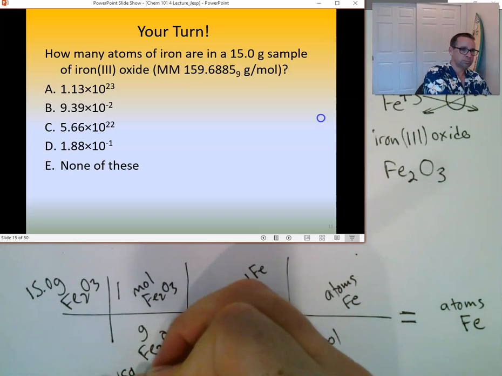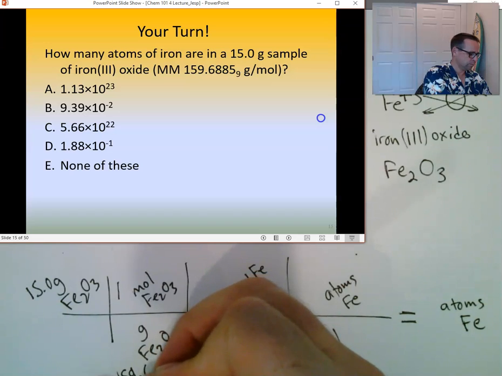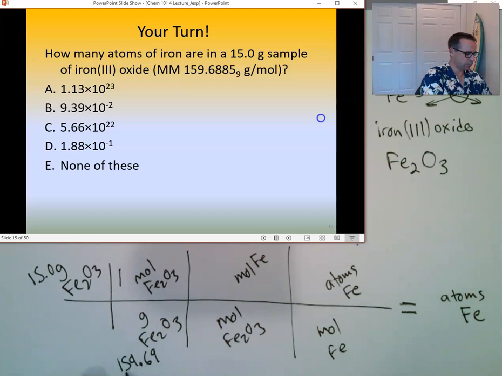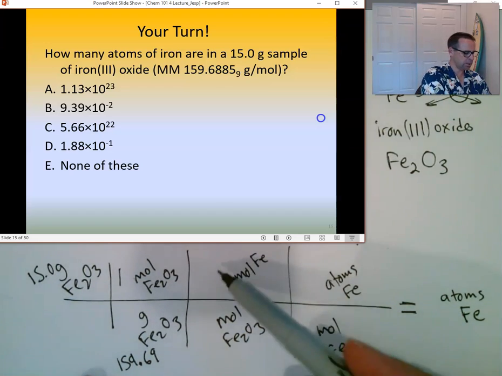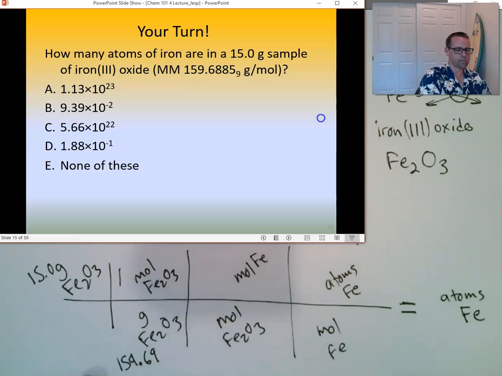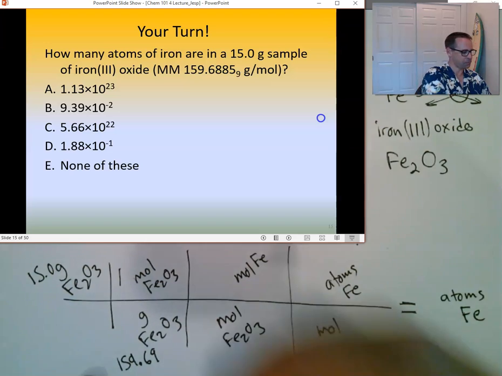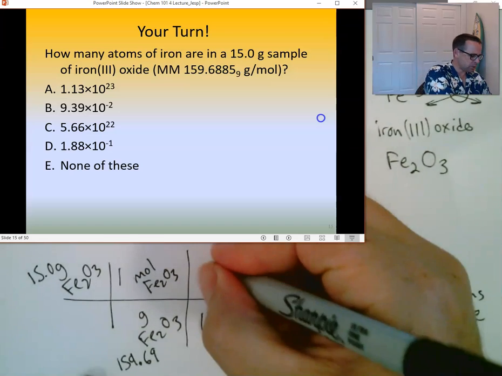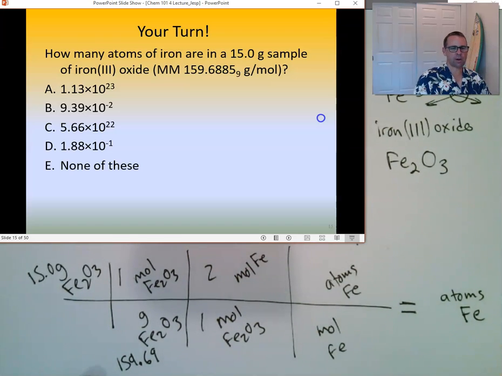159.69. Is that okay? Sure. I have 5 significant digits here and 3 there, so that should be plenty. Okay, what numbers go here? The bottom one is 1. And then 2. That's right. 2 moles of iron for every mole of that stuff.